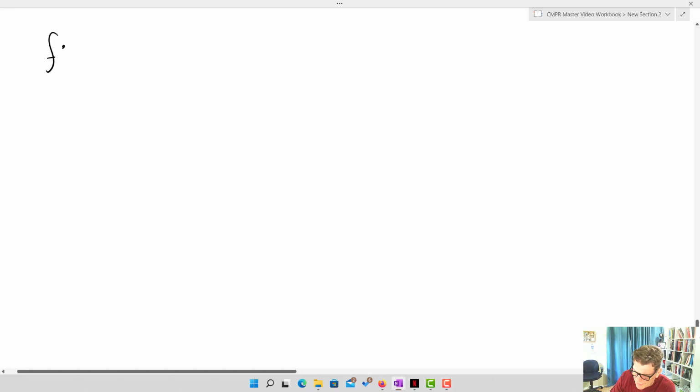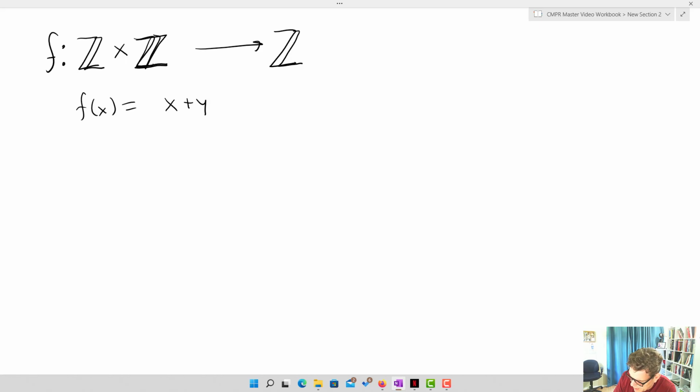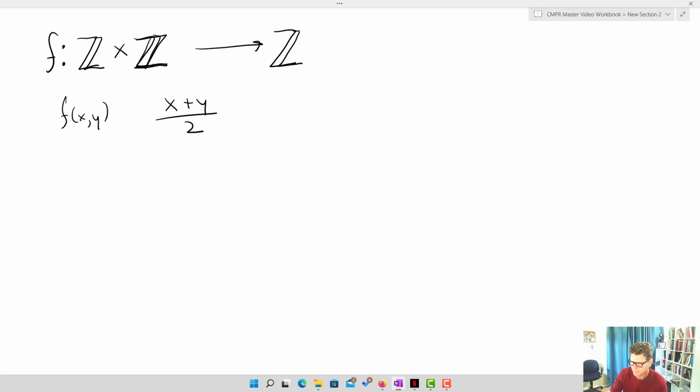On the other hand, we may actually have to look at some functions and think through them, maybe think through some different possibilities like cases, like when we were doing proofs and definitions. So let's take, for example, f from Z cross Z, okay? And we'll map that onto all of Z, okay? And then we're going to define this function. We're going to say that f of (x, y) equals (x plus y) divided by 2.